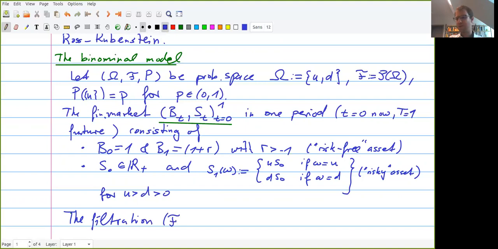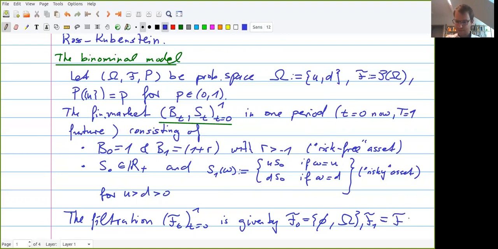Right, this is now just, I mean, we have just time 0 and 1. Since we have constants at time 0, the filtration is given by the trivial one, and at time 1, we always wanted the filtration at the terminal time to equal the sigma algebra on the probability space. So this is what we have here as well, and this means just the power set of the set omega.